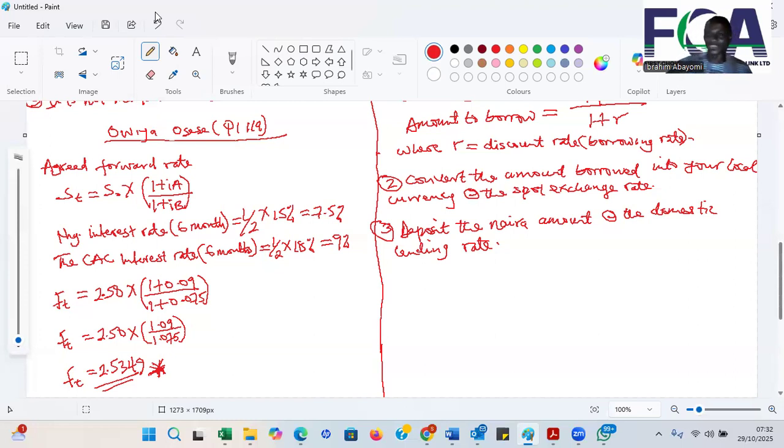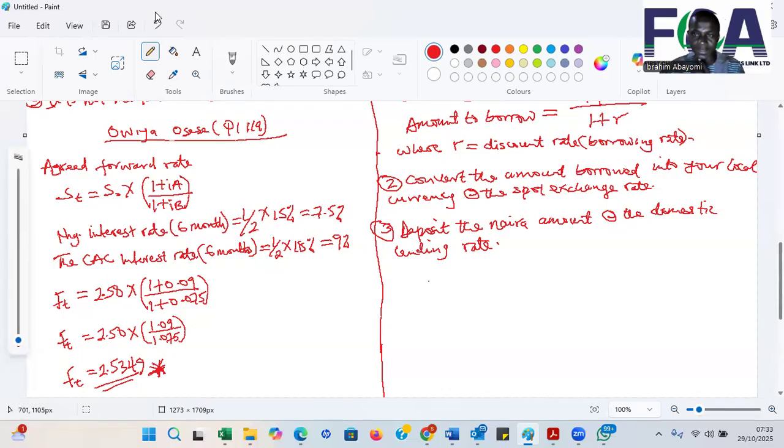Now you just come to Nigeria and collect your deposit. What have you done? You have converted a foreign receipt that is exposed to foreign exchange fluctuation to Naira even before the transaction date. That is what we call money market hedge.